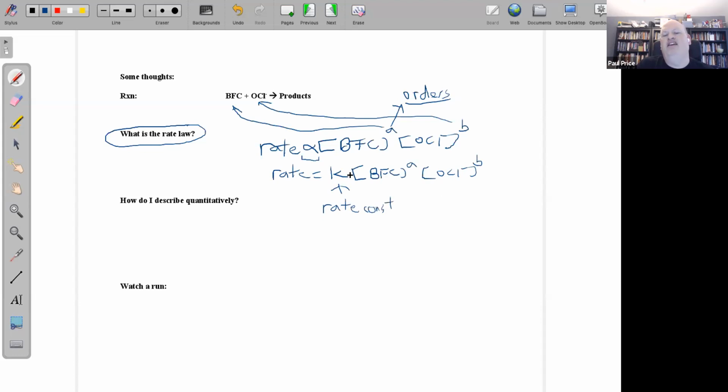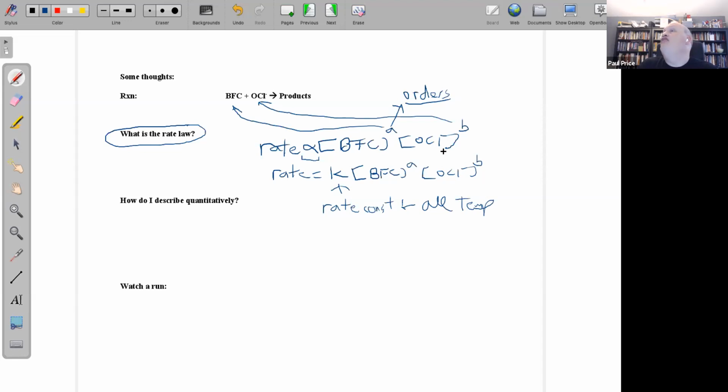And the rate constant is where all your temperature dependence is. All your temperature stuff is thrown into the rate constant, okay? All your concentration data is thrown into the orders. So A and B will let you know how changing the concentration of the reactants impacts the rate of the reaction. And K basically will only change if I change the temperature.